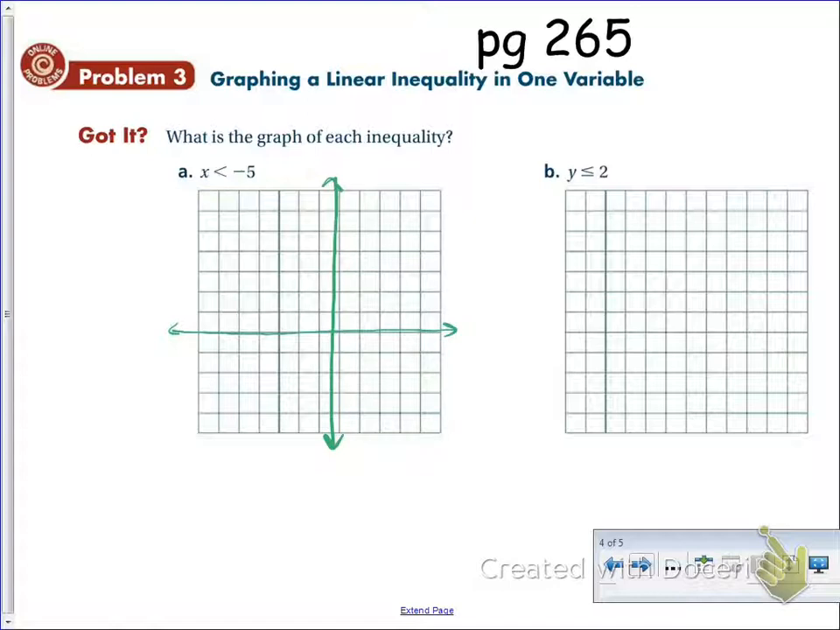So if we are trying to graph x is less than -5, we need to find where x equals -5 would be on our graph. So we look at our x-axis, and we go to the point where x is -5, which is right here. Now, since I see that I do not have an equal symbol below my inequality, this needs to be a dashed line. And when I have an x equals, generally that would be a vertical line. So I should have a vertical dashed line through x equals -5.